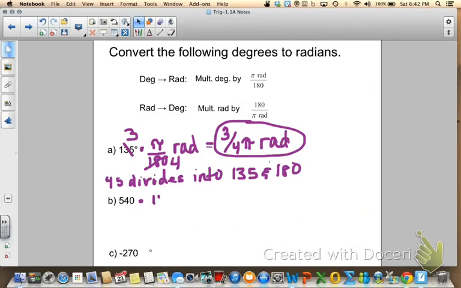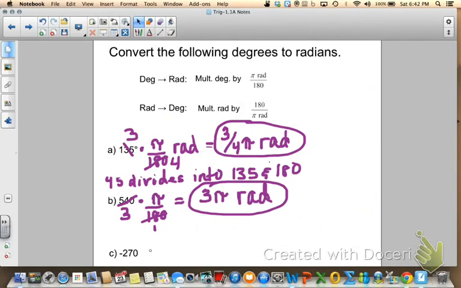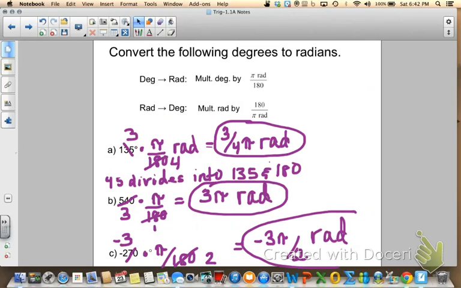Let's look at 540 degrees. Doing that again, I want to convert to radians, so multiply it by pi over 180. 180 divides into 540 3 times, so I get 3 pi radians is equivalent to 540 degrees. And the last one is negative 270 degrees. Multiplying that by pi over 180, 90 goes into both of those. So I get negative 3 and 2, giving me negative 3 pi over 2 radians.